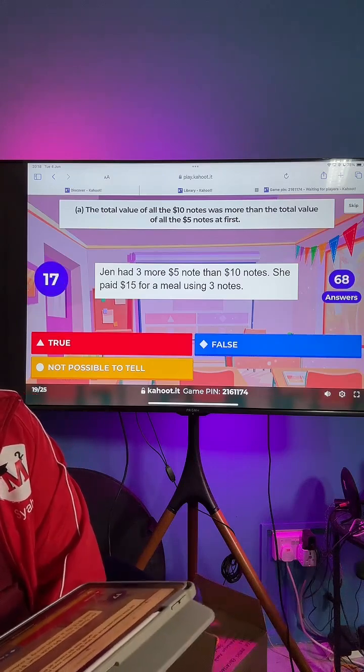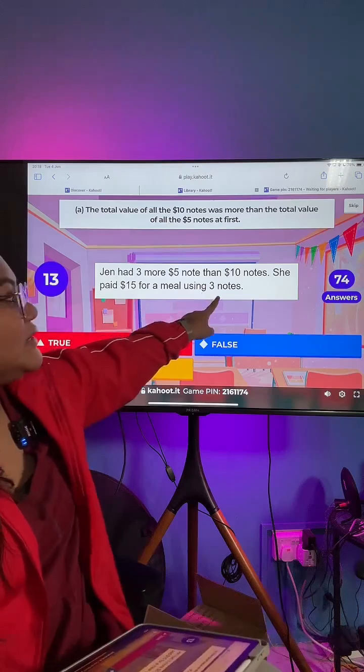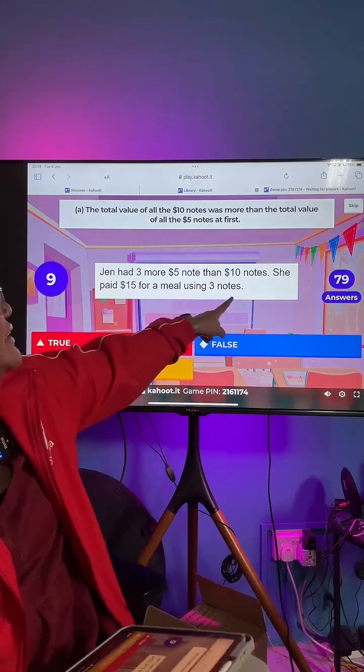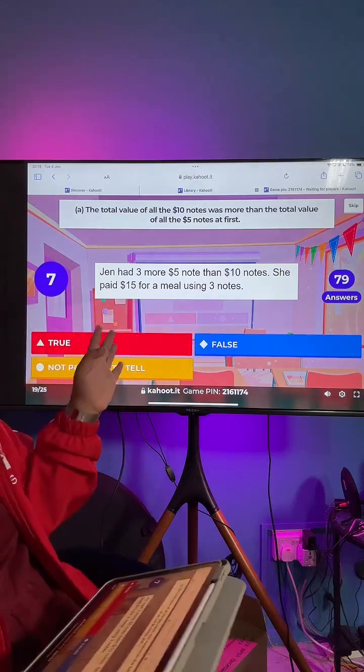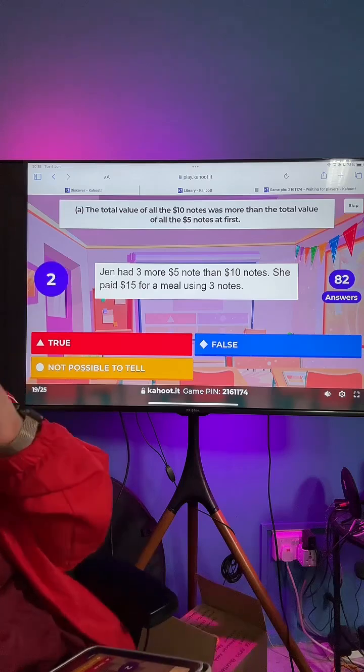Alright, so what is this answer here? I'll give you a clue, friends: I used 3 pieces of notes. What are the 3 pieces of notes? In fact, I can only use this in the second question. Sorry, 3 more $5 notes than $10 notes. Use that first line to help you.